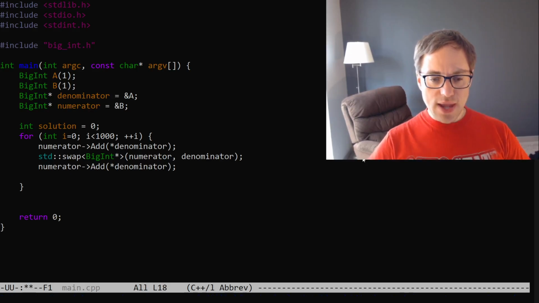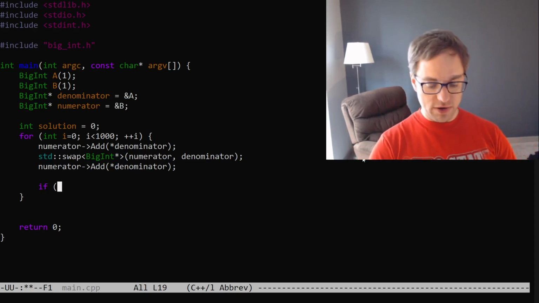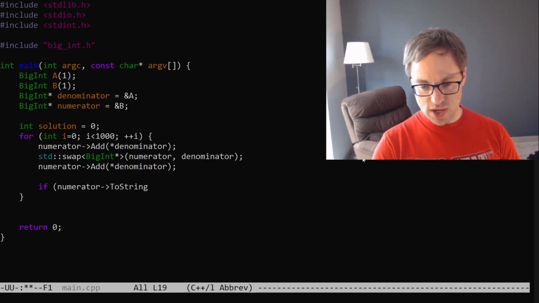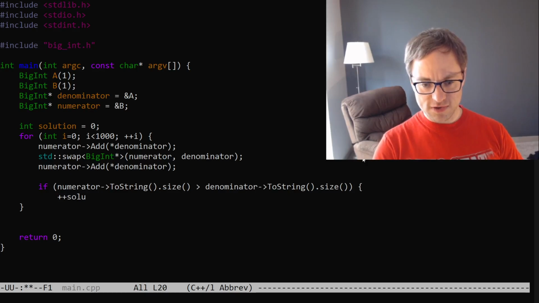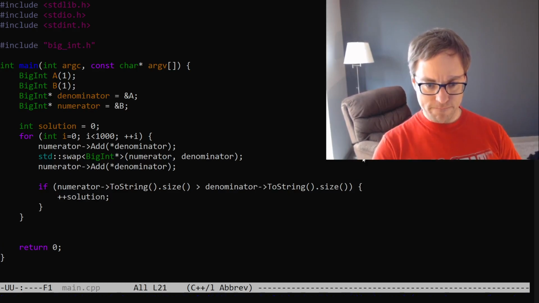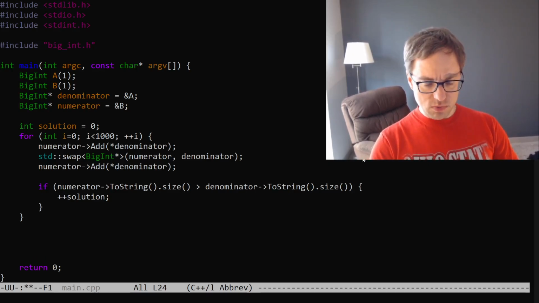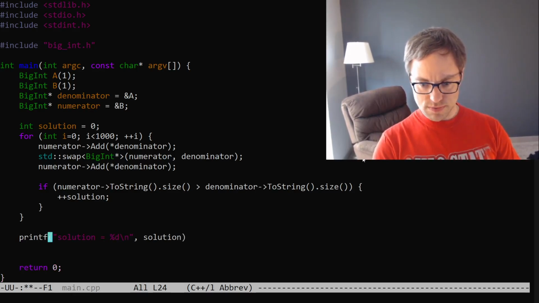Okay, and now we want to check if the numerator has more digits than the denominator. So we'll say if numerator toString dot size is greater than denominator toString dot size, plus plus solution. Okay. And then down at the bottom here, we'll say printf solution equals solution.